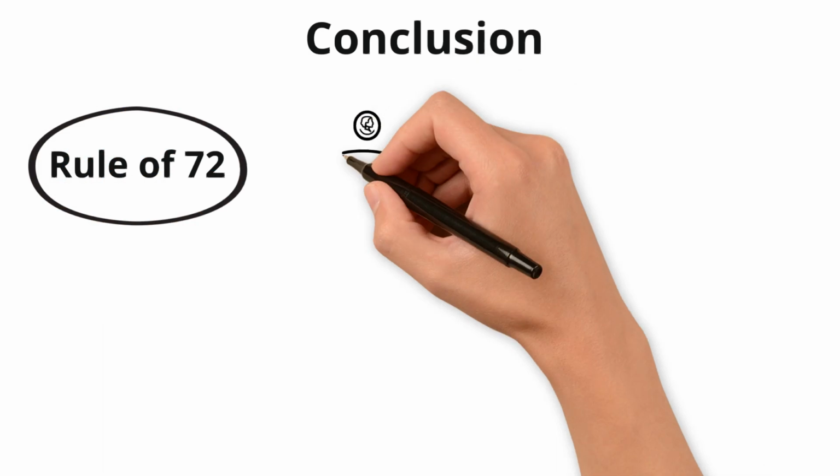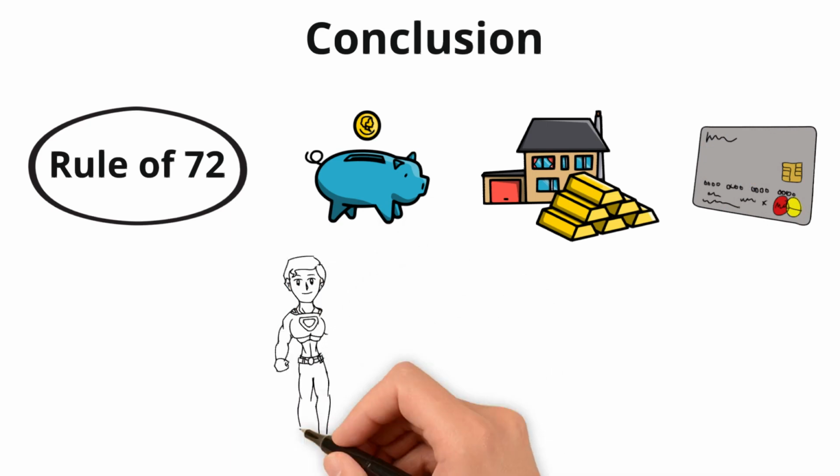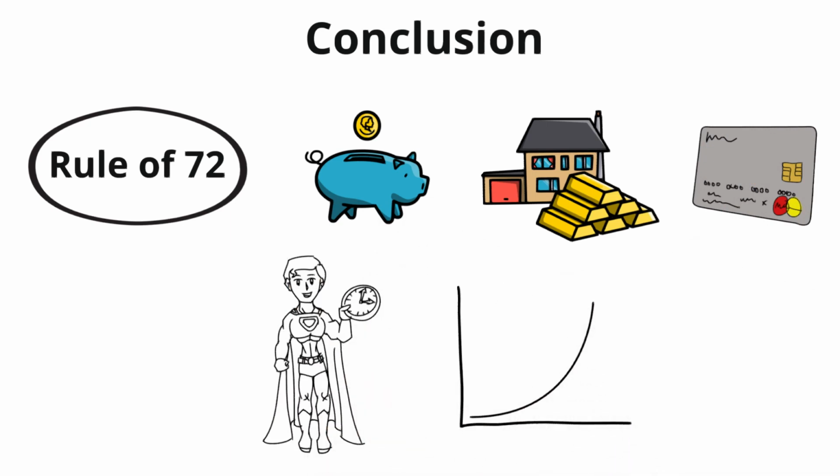Conclusion. So there you have it. The rule of 72 demystified with 5 practical examples. Whether you're saving, investing, or managing debt, this rule can help you make more informed financial decisions and understand the power of time and compounding.